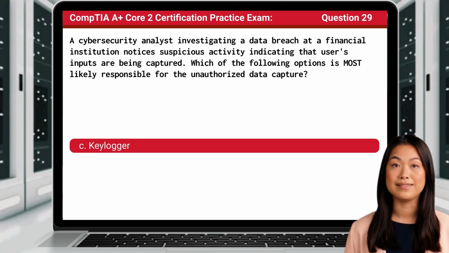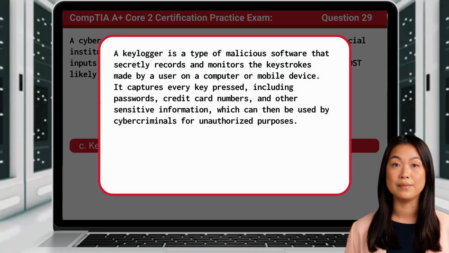The answer is C. Keylogger. A keylogger is a type of malicious software that secretly records and monitors the keystrokes made by a user on a computer or mobile device. It captures every key pressed, including passwords, credit card numbers, and other sensitive information, which can then be used by cybercriminals for unauthorized purposes.